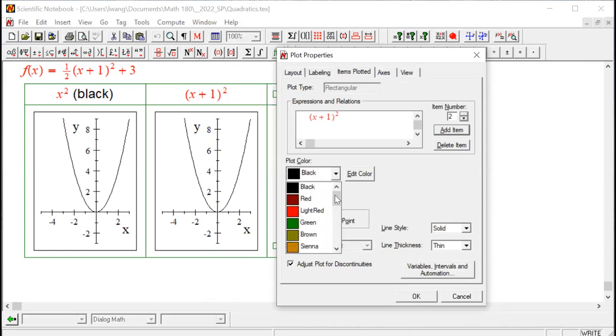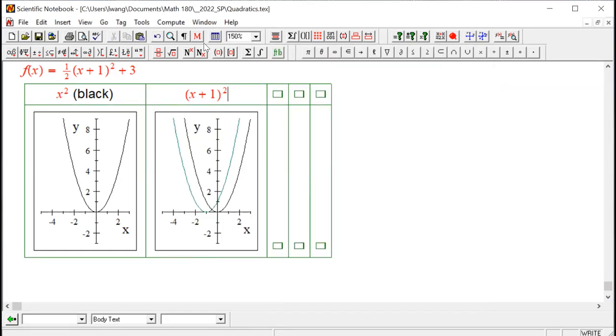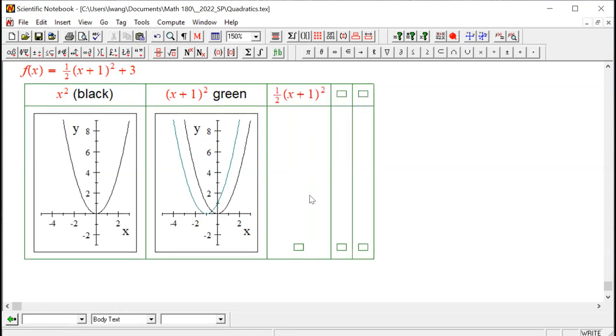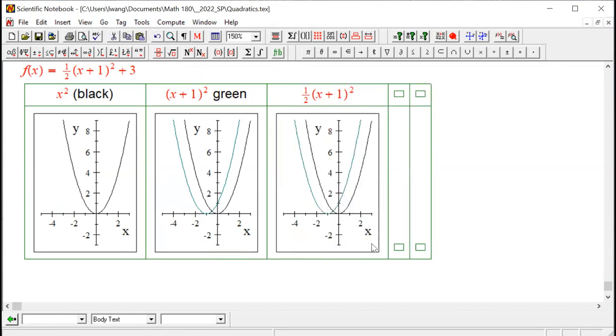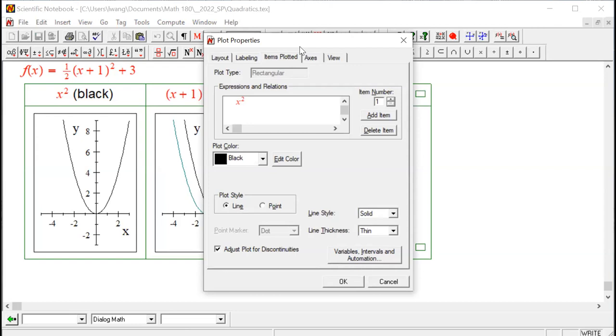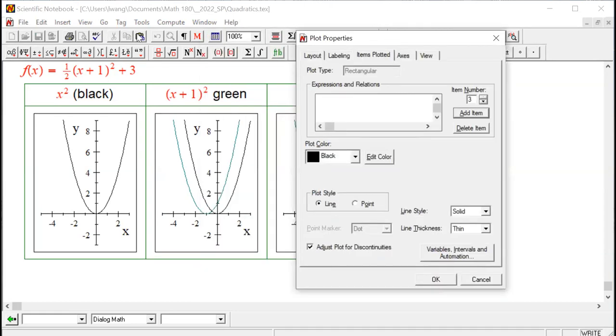Shifting to the left, we're going to use a different color. Let's just use green, right? And the next one, we're going to do half. What do you think the half is going to be? Is it going to be wider than the green or more narrow than the green? That's right. It's going to be wider.